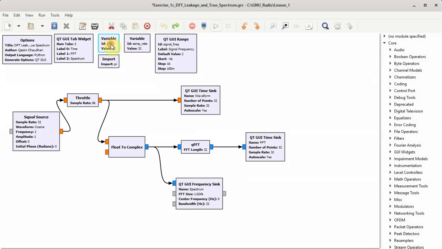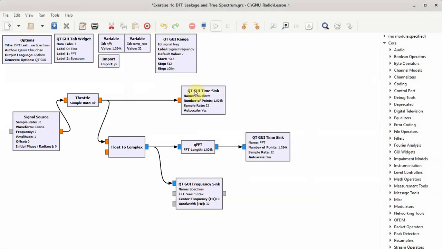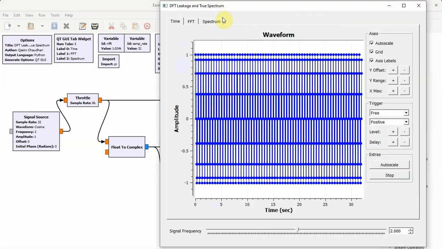Let us change the number of points in the FFT now to 1024, which is the same as in the frequency sink, which we never saw before. Now the FFT size and the number of displayed points is the same. When we run this flow graph, the first thing we see is that the time domain has lots of periods because we are just displaying more samples.